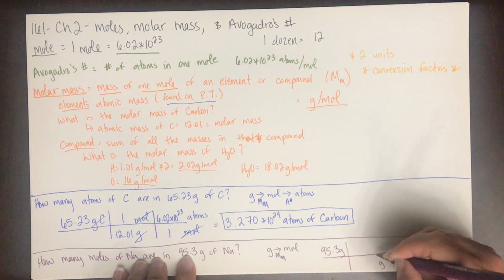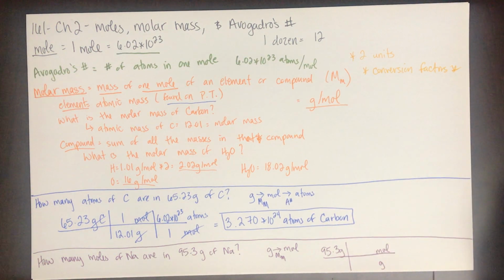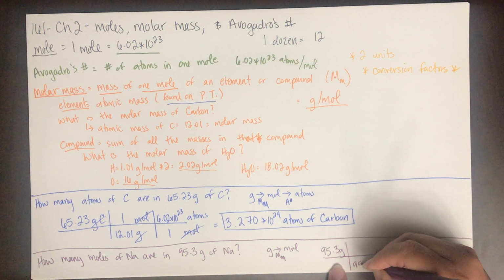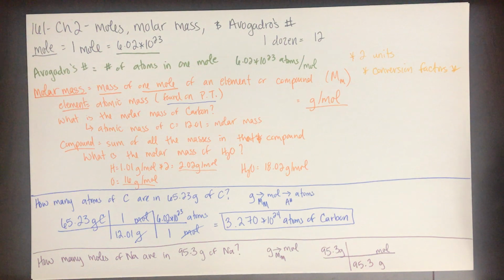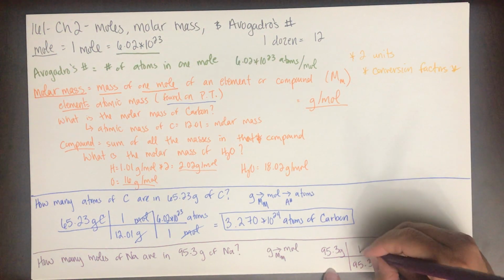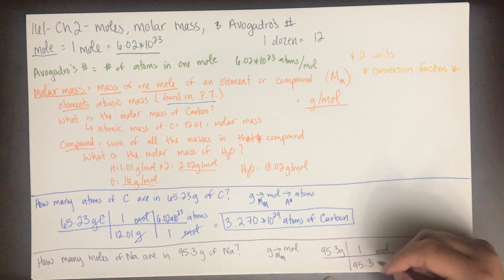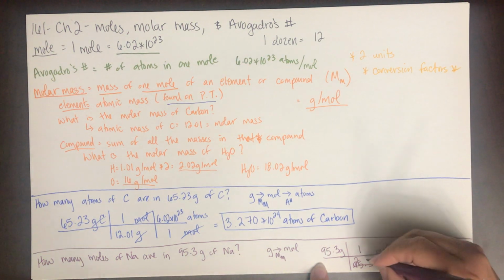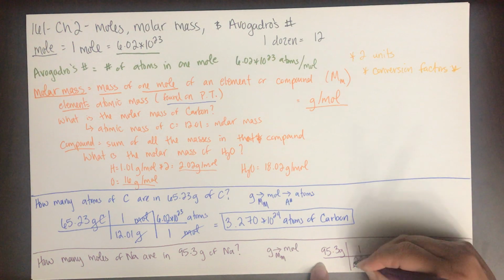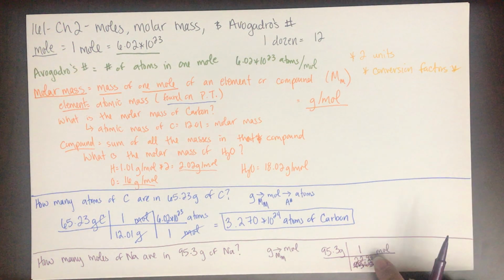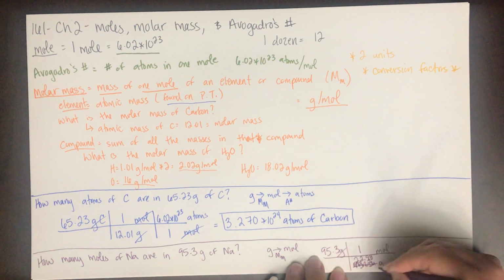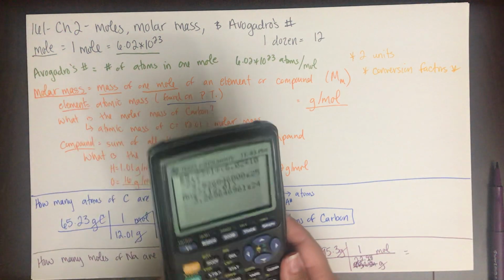I know I want grams on the bottom and moles on the top. And the molar mass of sodium is... I said the wrong thing, 22.98. I put the mass up there again. The molar mass of sodium is 22.98 grams per mole. Grams will cancel. You'll be left with moles.